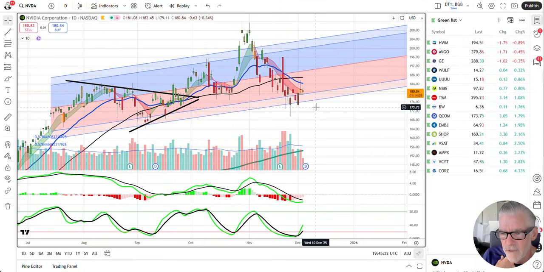Okay, NVIDIA will be back. I'm a long-term holder of NVIDIA. It's going to be higher next year and the year after and the year after, but for a short-term swing trade, it's not a buy yet.